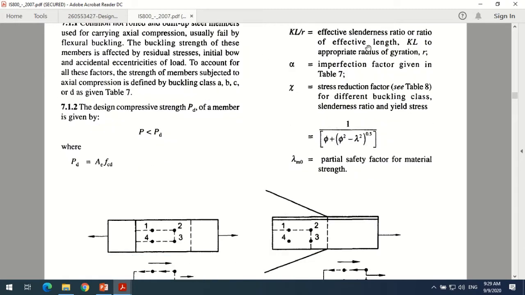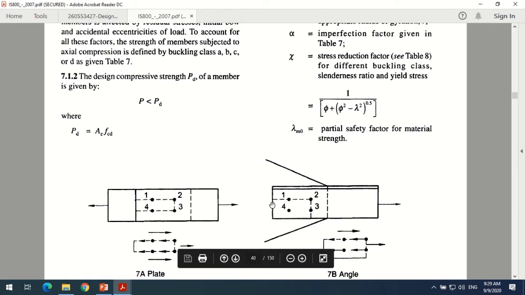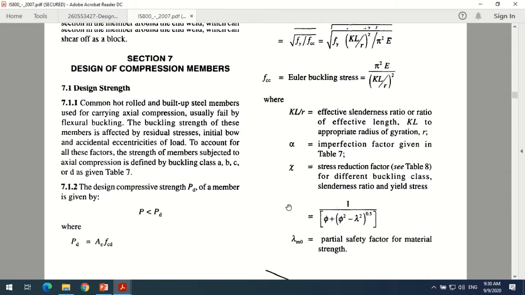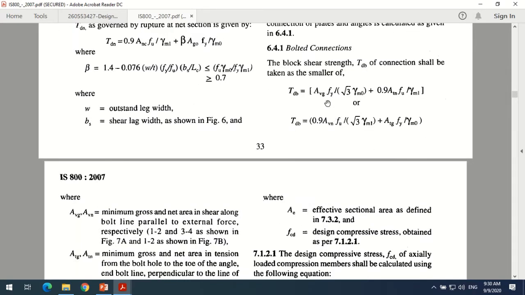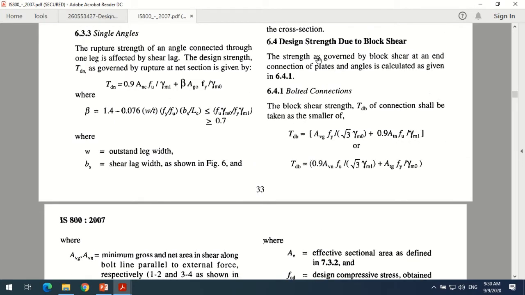The cases are tension along plane 1, 2 and shearing along plane 2 and 3, or tension along plane 2 and 3 and shearing along plane 1 and 2. What may happen is there may be yielding along 1 and 2 and rupture along 2 and 3. That is one case. Or there may be rupture along 1 and 2 and yielding along 2 and 3. That is, yielding may take place in shear and rupture in tension, or yielding in tension and rupture under shearing. We will determine the strength from both equations, and whichever gives the least value will be taken as the design strength under block shear.